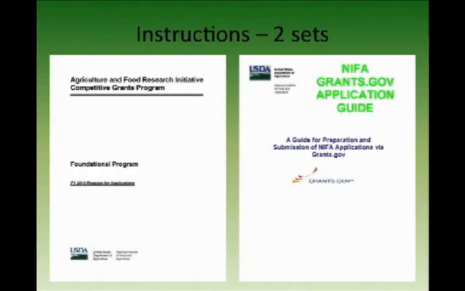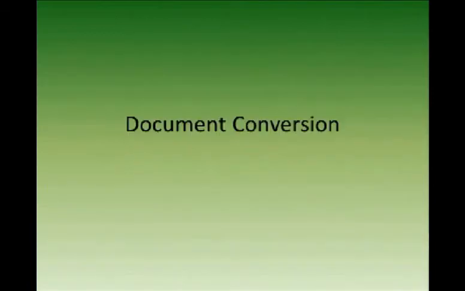A lot of people don't know that there's actually two sets of instructions. There's a set for the electronic package, and then there's whatever instructions are in the RFA. If there's any discrepancy, the RFA takes precedence.